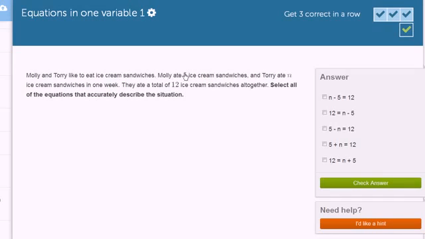So Molly ate 5, Tori ate N. So 5 plus N is the total that they ate. And they tell us that must be equal to 12, that the total that they ate together is 12. So 5 plus N is 12. So we immediately see that one right over there.